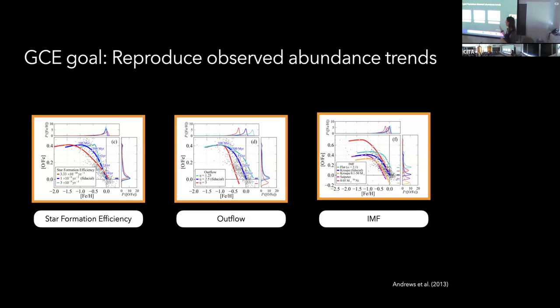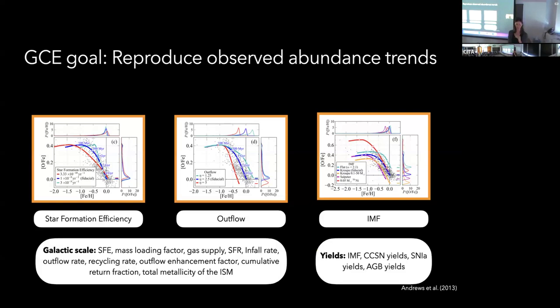And in each panel, a different parameter of the GCE models is changing. So we have star formation efficiency on the left, outflows in the middle, and IMF on the right. And you can see that each of these parameters change the shape of those one zone models in a unique way, but it might be a little degenerate with each other, right? Some of them can shift things in similar ways as well.